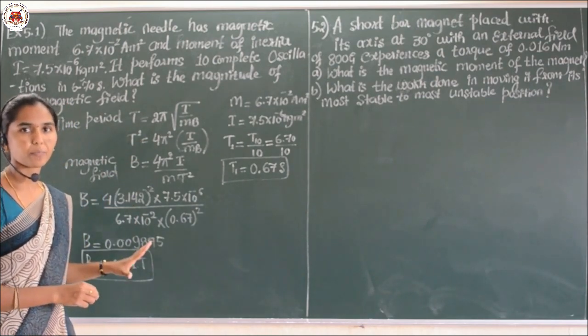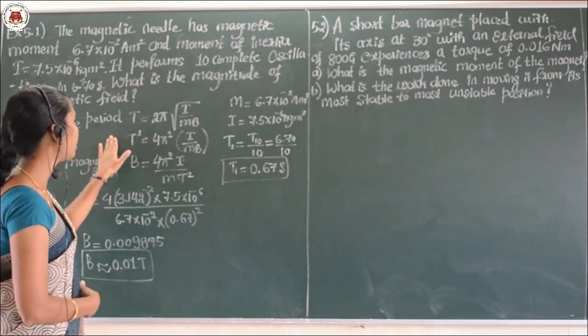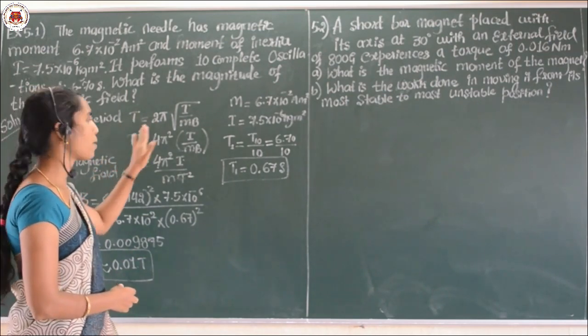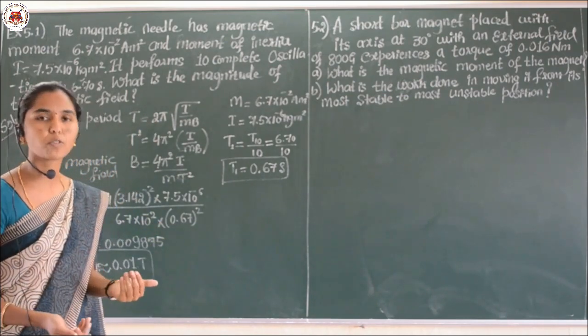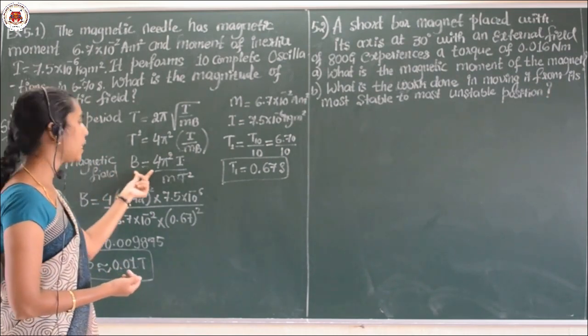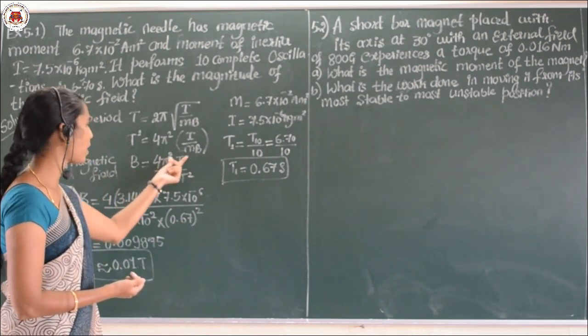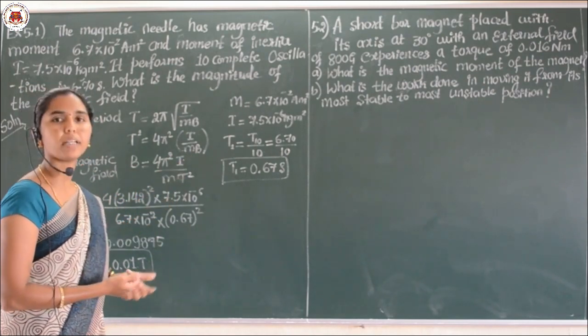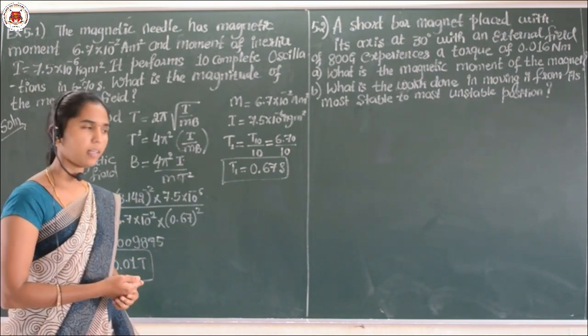Is that clear? See dear children, with the help of the time period, if the question comes to find the magnetic field, you can use the formula B is equal to 4 pi square I upon m into T square. Okay?